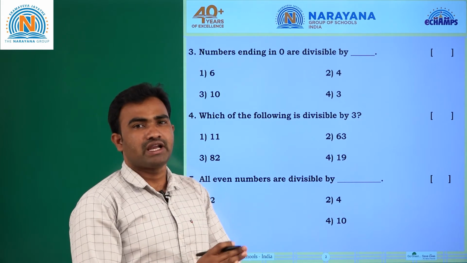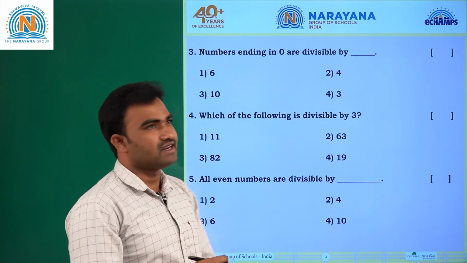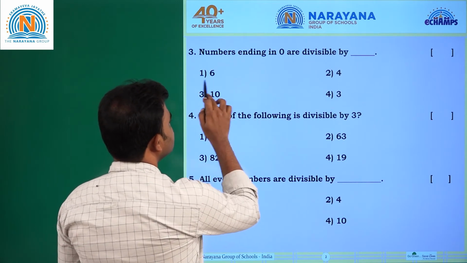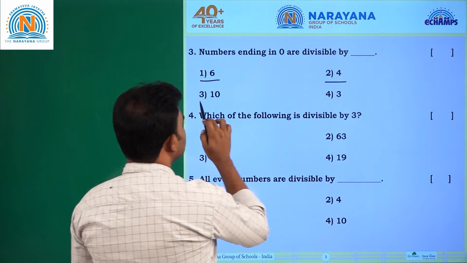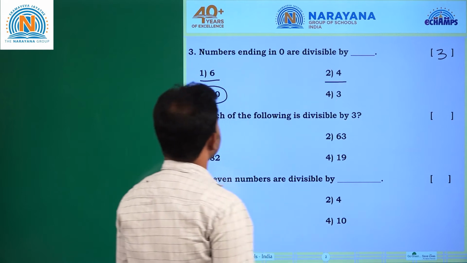Next one, numbers ending in 0 are divisible by dash. See, the numbers which are ending with 0 are exactly divisible by 10. So the answer is 10. Third option is 10. So option 3 is our answer.